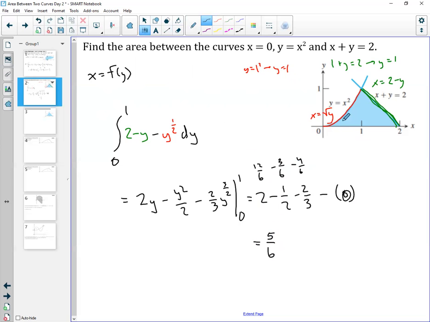I can't really imagine a situation where the answer to an area question would ever be negative. So if you run into that, you might have done something wrong.